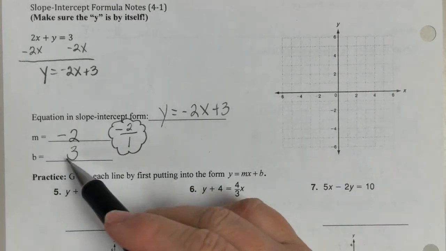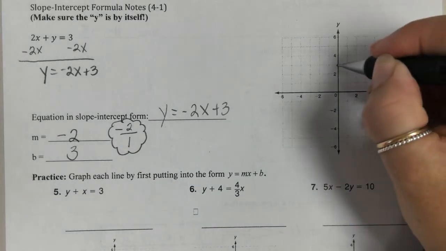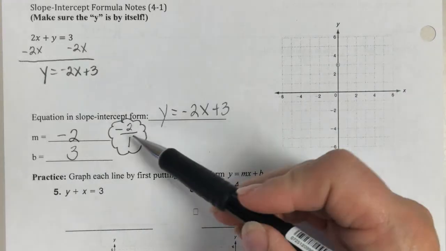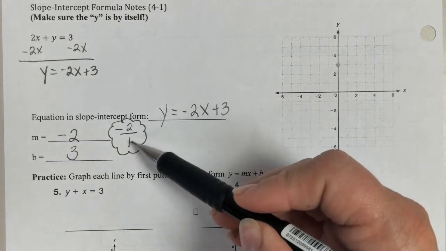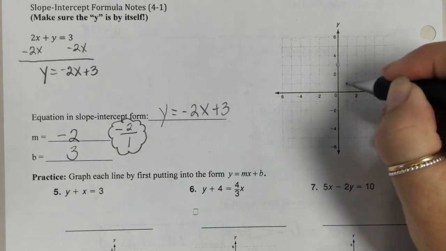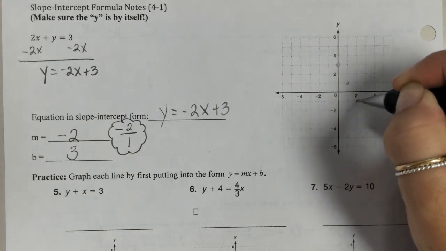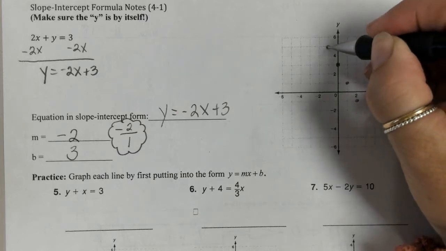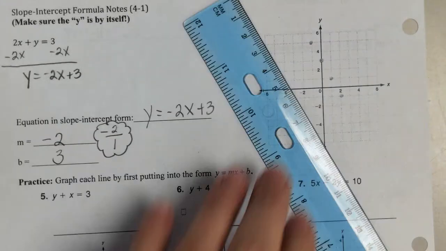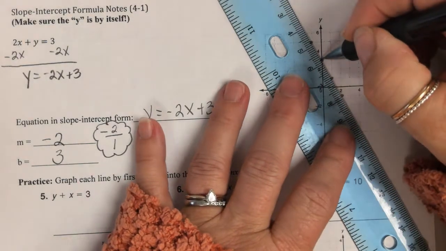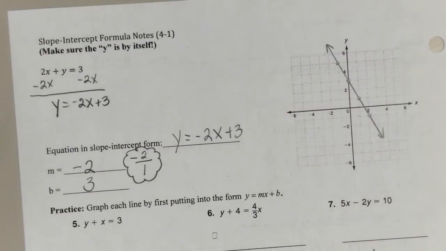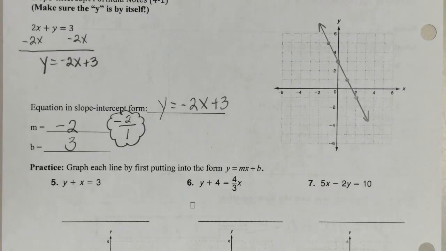Okay, so I'm going to start with my b, start with my y-intercept, which in this case is 3. Put that point on. And then from my y-intercept, this slope tells me I'm going to go down 2 and to the right 1. I can do it again if I want to. Down 2 to the right 1. Again, if I want to reverse it, up 2 and to the left 1. Now I can draw my line. And that's all there is to it. It's not bad. Much faster than making a table.